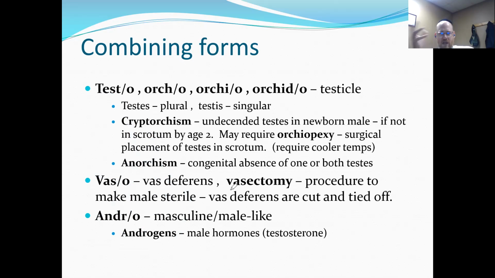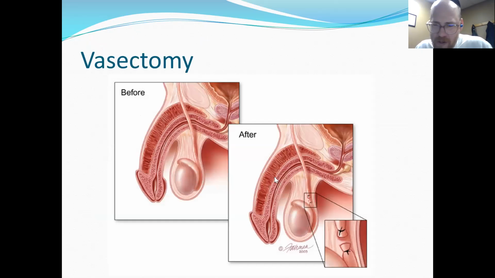Andro is a root form meaning masculine or male. The androgens are the male hormones like testosterone. And here's a picture of a vasectomy. You can see the cut being made, and the vas deferens being tied off at the top and the bottom.